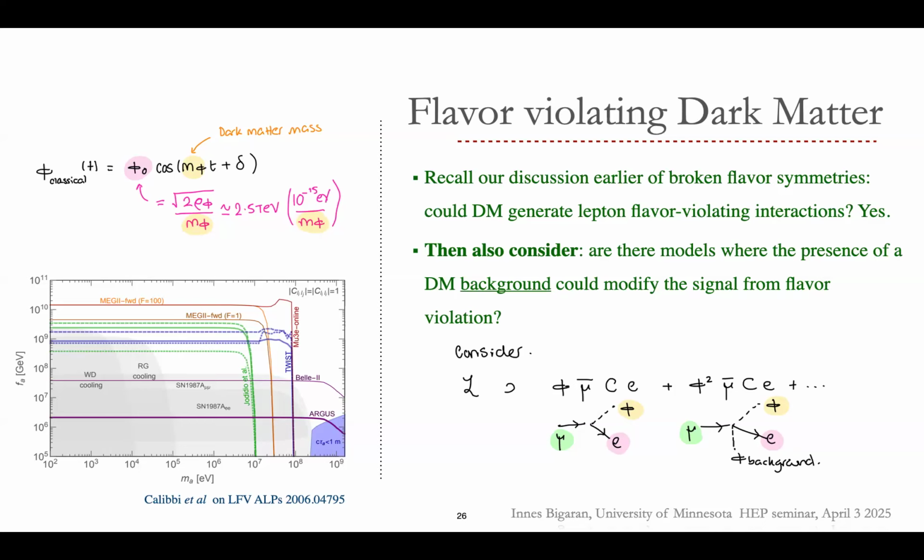So here's a plot, for example, on lepton flavor violating axion-like light particles and the different constraints that are responsible for constraining these sort of models. But what we wanted to understand was, is there a model where the presence of a dark matter background could modify the signal from flavor? This initial term is generally what's constrained in these flavor violating dark matter papers, where we have a scalar interacting with the flavor violating mu-to-e interaction. So we have a decay from the muon to the electron with a scalar in the final state. Could there be models which realize the second term as well?